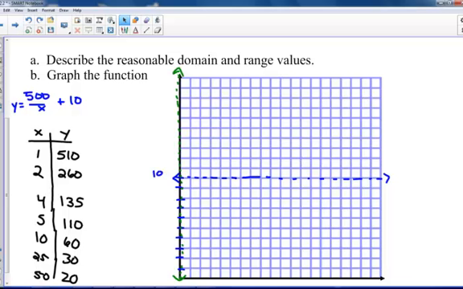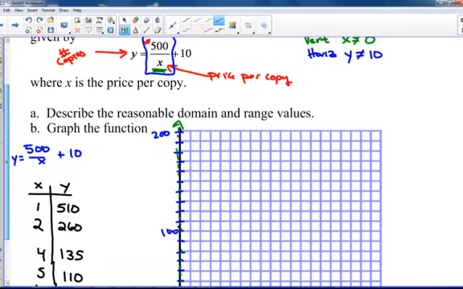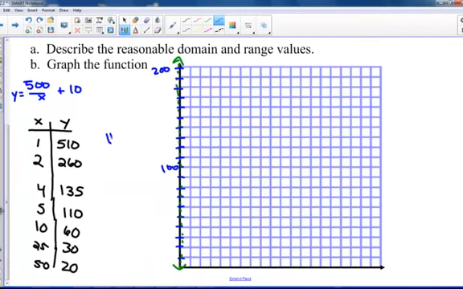Alright, so numbering by 1 is probably not such a good idea. So I'm going to renumber this axis. I'm going to count by, let's see, 10, 20, 30, 40, 50, 60, 70, 80, 90, 100. I'll count by tens. So again, the Y is the number of copies and the X is the price per copy.